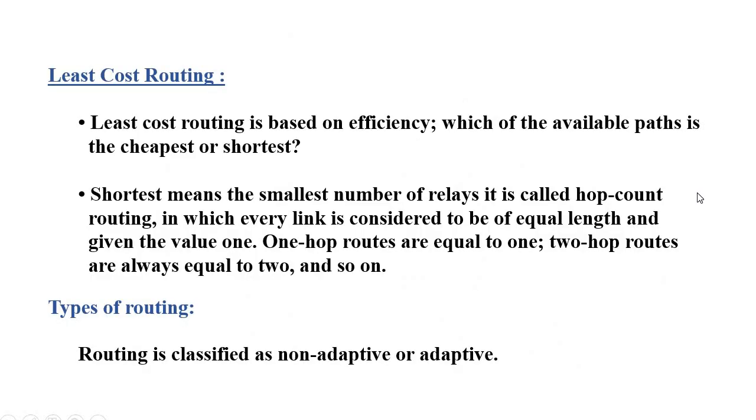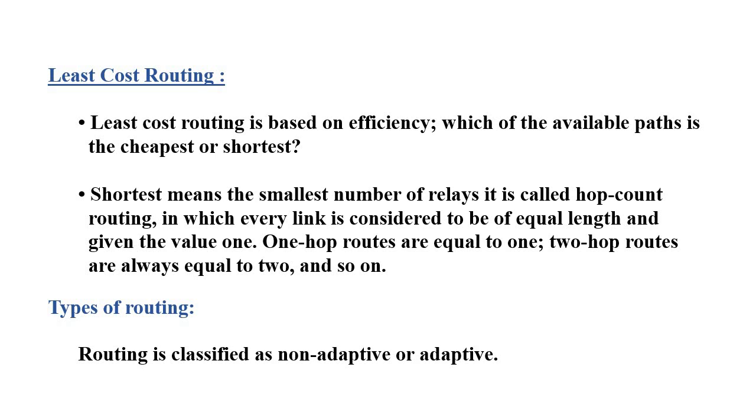So least cost routing. The least cost routing is based on efficiency, which of the available paths is the cheapest or shortest. The shortest means the smallest number of relays. It is called hop count routing, in which every link is considered to be of equal length and given the value 1. One hop routers are equal to 1, two hop routers are equal to 2, and so on.